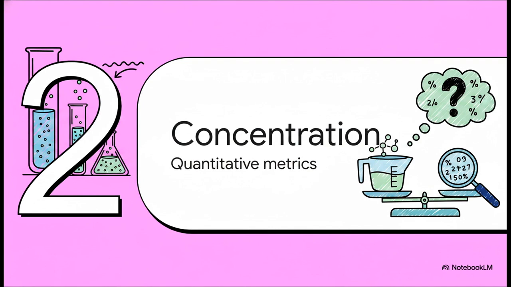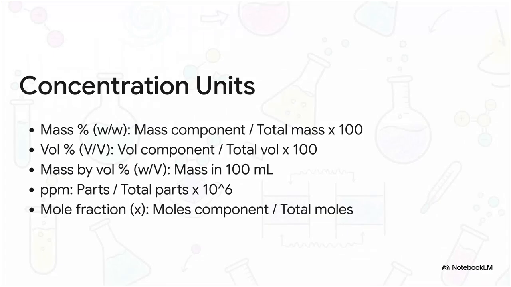Moving right along to Section 2, calculating concentration. You'll want to keep your variables straight here, because these formulas are the absolute engines for those heavy 3-mark numerical problems. You've got mass percentage, just mass of the component over total mass times 100. Volume percentage is the exact same concept, just swapping in volume. Then there's mass by volume, which is huge in medicine, measuring solute mass in 100 milliliters of solution. For super tiny trace quantities, we use parts per million. And finally, mole fraction, which is just the moles of your target component divided by the total moles.